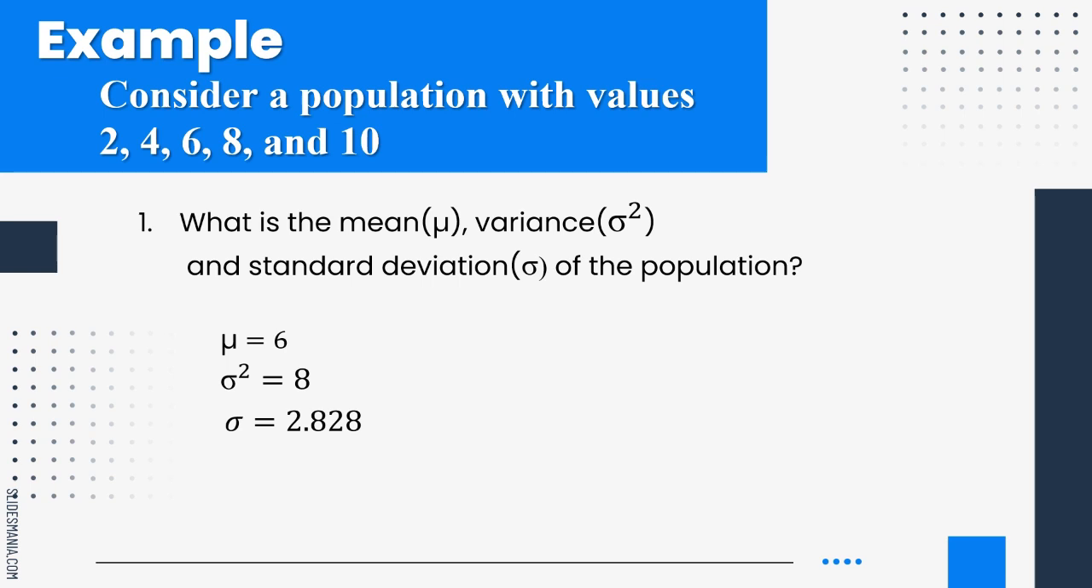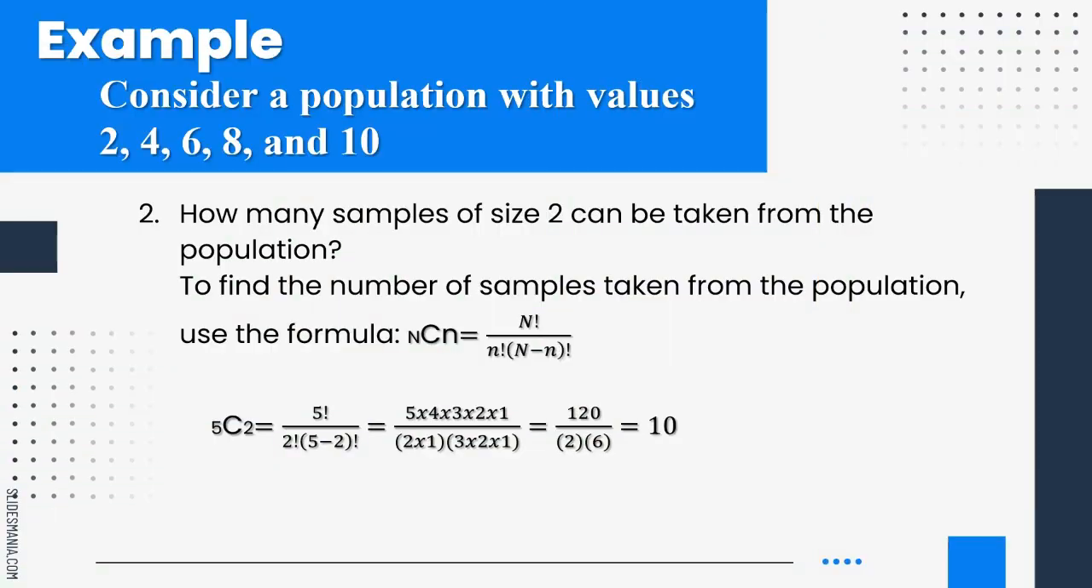In this example, in our first question, what is the mean, variance, and standard deviation of the population? Our mean is equal to mu is equal to 6. Our variance, that is our sigma squared, that is equal to 8, and our sigma, which is our standard deviation, that is 2.828.